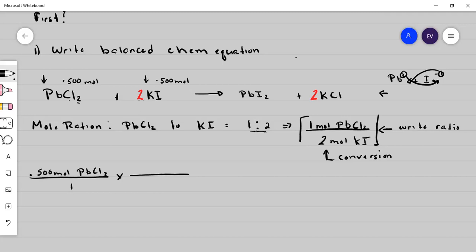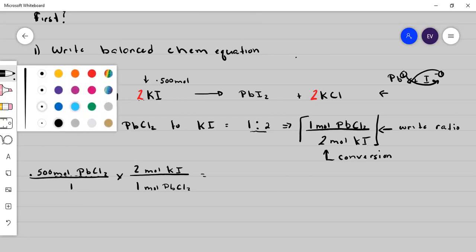Do I plug it in exactly the way it is, or do I need to flip it because of what I'm starting with? Remember that whatever unit I have here is the same unit I have to have here. So because of that, I'm going to go ahead and flip this ratio over. So it's going to say 1 mole of lead 2 chloride times 2 moles of potassium iodide.